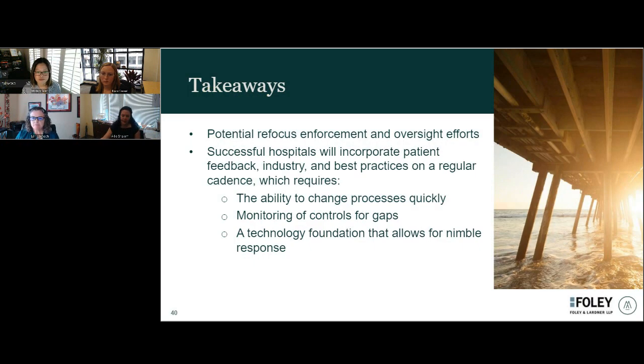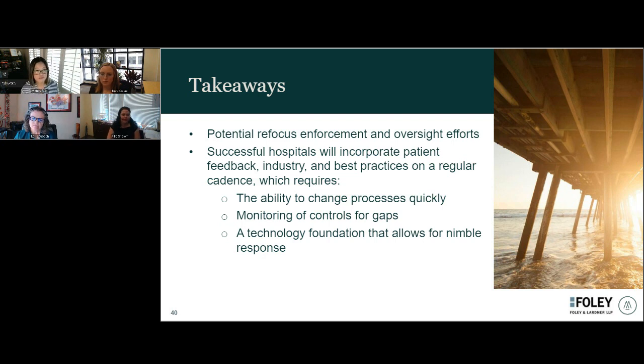So just some takeaways here before we close. Potential refocus of enforcement and oversight efforts. Right now we have a little bit of flexibility, but at some point there probably will be a bit of a shift. The government will start paying attention more to actually enforcing this. But right now, everyone is sort of working on just getting things up and running.